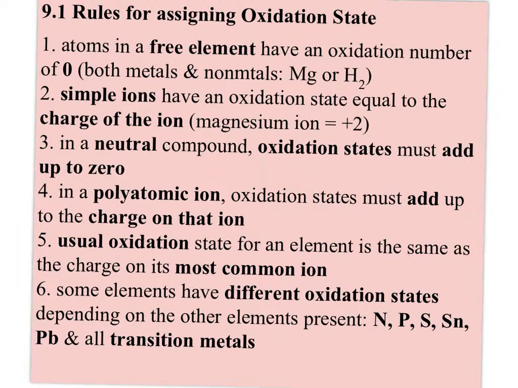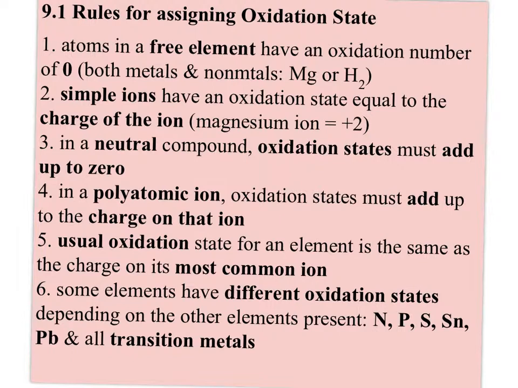Simple ions, like magnesium ion, have an oxidation state equal to the charge of the ion. So if you see magnesium ion is magnesium 2+, then its oxidation state is also +2. In a neutral compound, your oxidation states have to add up to 0. And in a polyatomic ion, the oxidation states have to add up to the charge on that ion.